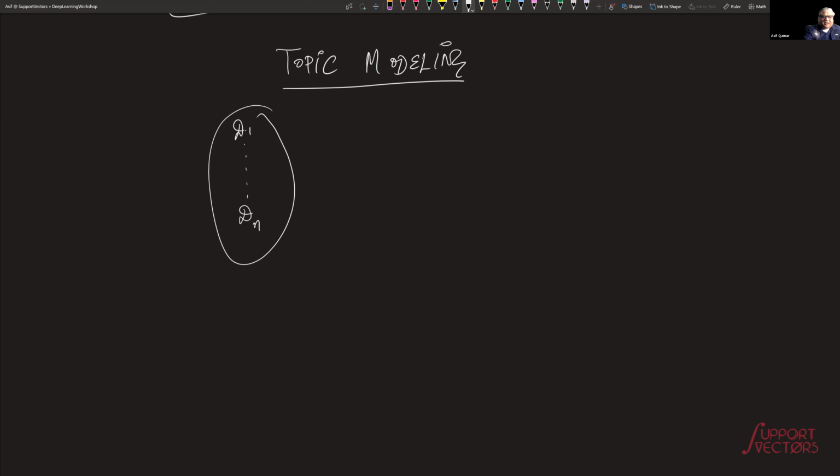Now, a document, remember in NLP, can be a sentence, a paragraph, contents of a file, or whatever you want it to be. So the word document is more general. It could be any one of these things.